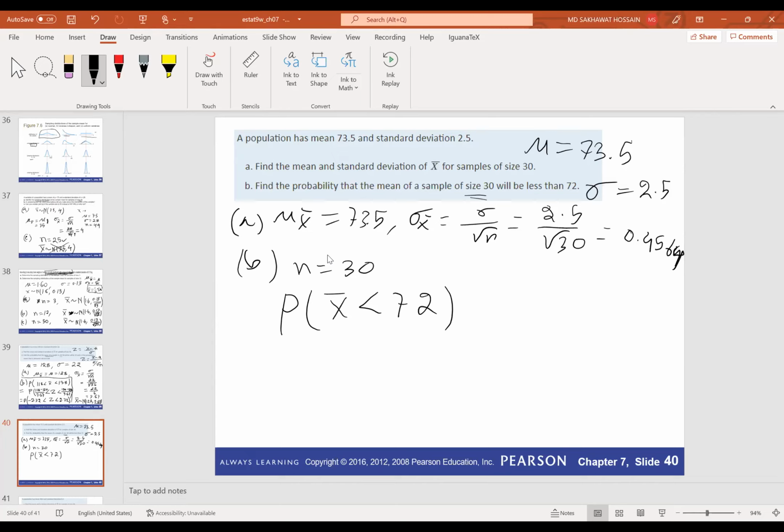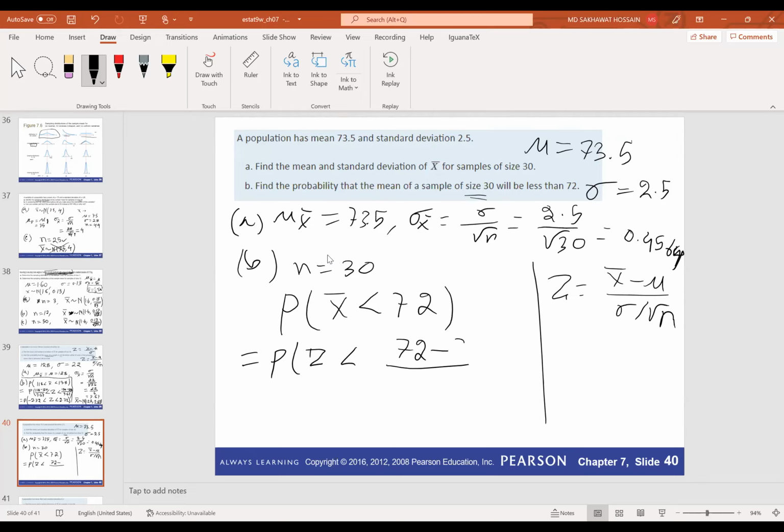Similarly here, we have to convert the X bar to Z score. And we know that the Z score for X bar is X bar minus mean divided by sigma over square root of n. So in this case, we have the Z score is less than 72 minus mu. Mu is 73.5. And sigma over square root of n, we already calculated, is 0.4564.